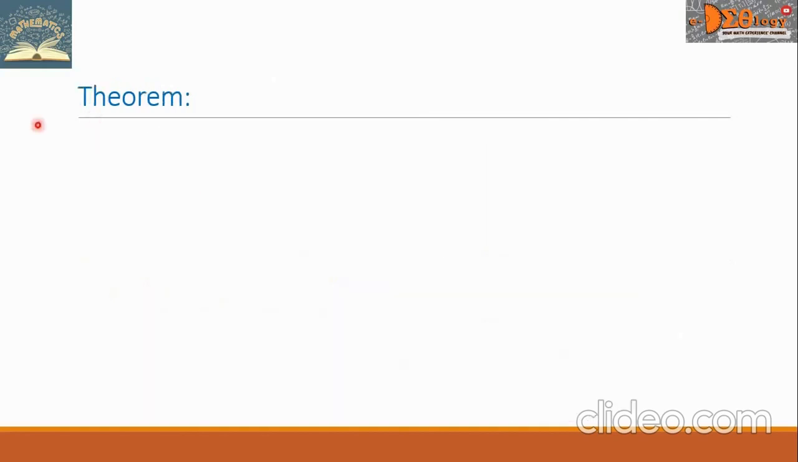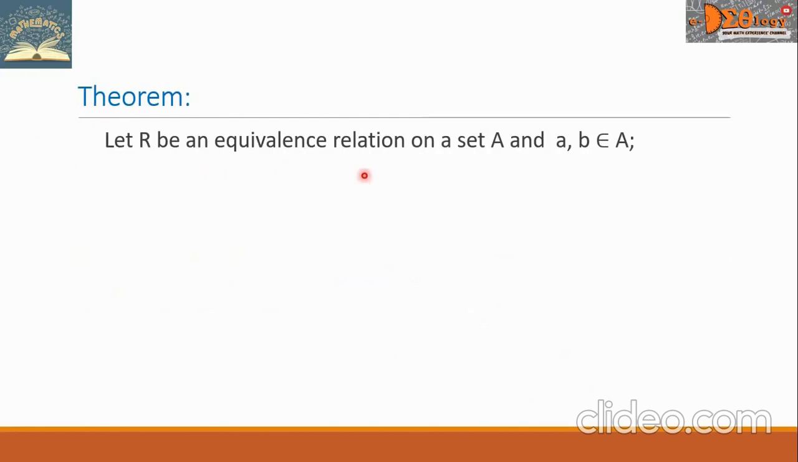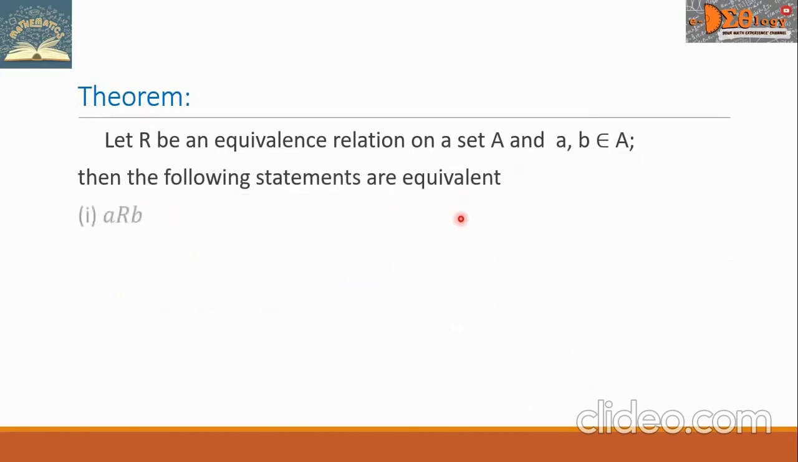Let us see this theorem. Let R be an equivalence relation on a set A, and a and b are elements of set A. Then the following statements are equivalent. Number 1, a is related to b. Second, the equivalence class of a is equal to the equivalence class of b. Third, the equivalence class of a intersect the equivalence class of b is not equal to the null set.